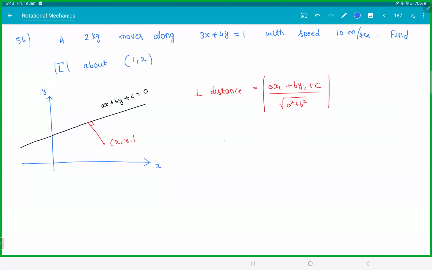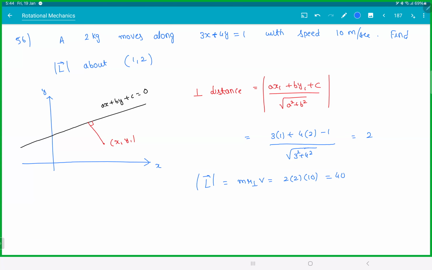So the perpendicular distance here will be (3 times 1 plus 4 times 2 minus 1) by root over (3 square plus 4 square). That is 3 plus 8, 11 minus 1, 10 by 5, so 2. Therefore, angular momentum is m, r perpendicular, into v. m is 2, perpendicular distance is 2, and v is 10. That gives 40. Makes sense? Easy? Check it out.